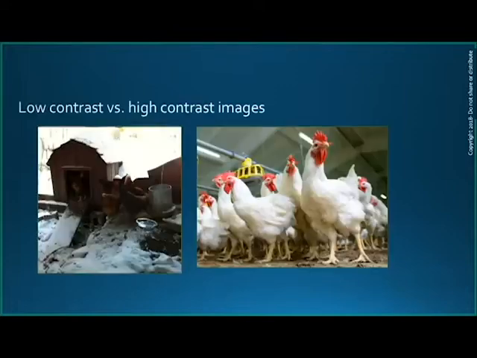So this is an example. Again, I apologize. My colleague does research on antibiotic use and antibiotic resistance in chicken farming, so this is the origin of this slide. But you can see the image on the left is a low contrast image, and the image on the right has lots of contrast.